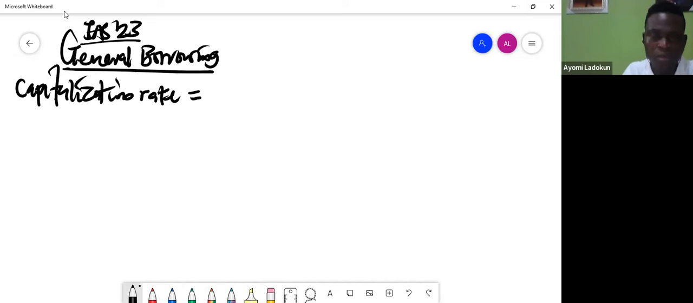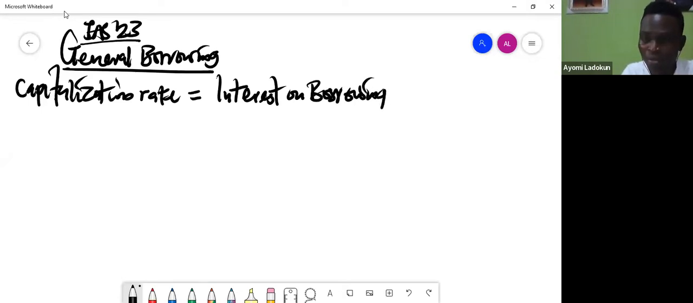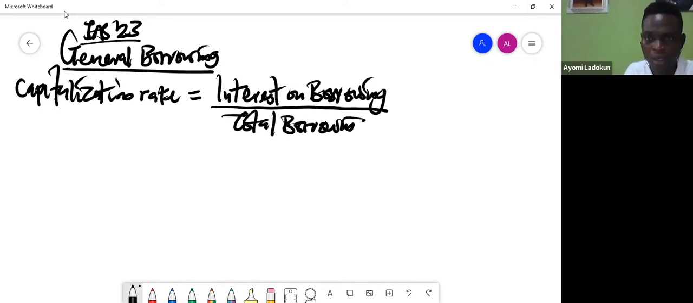It's very simple. Interest on borrowing or loan. But let me call it borrowing, because sometimes an overdraft can be there. So interest on borrowing over total borrowing or total loan. Depending on what the examiner has given you, then you multiply by 100%. Let me give you an example.